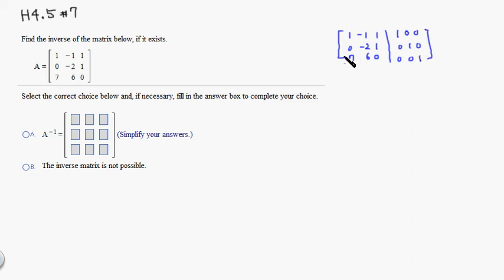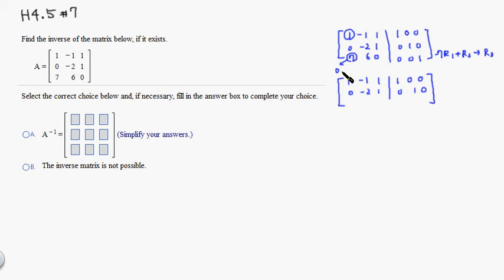Right? First thing is that, let's see, I already have 1 here, so we don't have to do anything there, but we have to turn this into 0. So I'm going to take row 1, multiply by -7, and add it to row 3. So that's going to give you new row 3. Right? So I didn't do anything to row 1 and row 2. So just copy that. 1, -1, 1, 1, 0, 0. Then you have 0, -2, 1, 0, 1, 0.